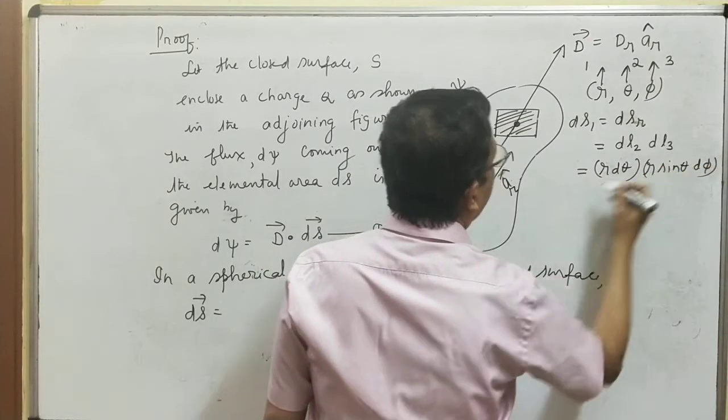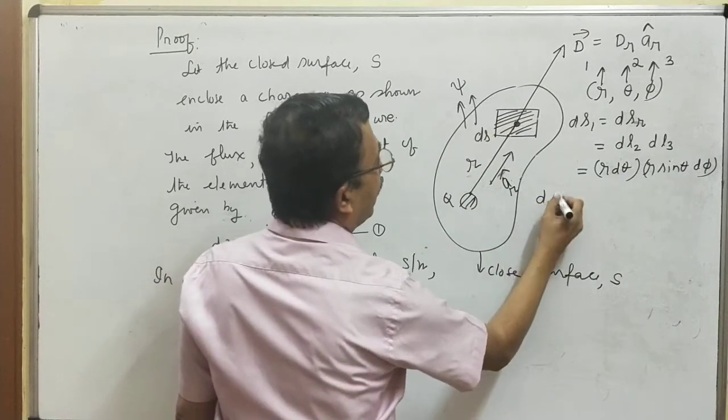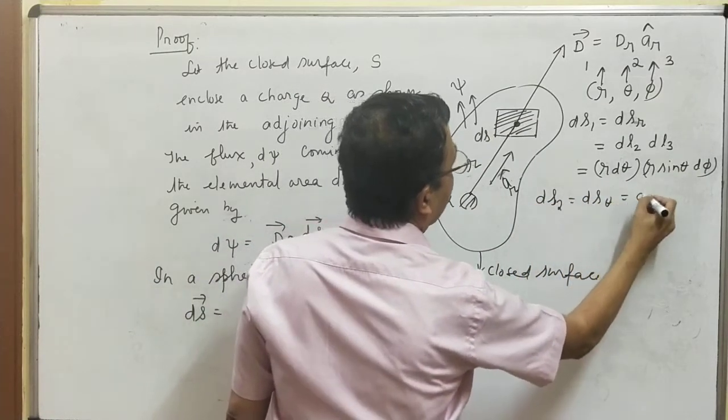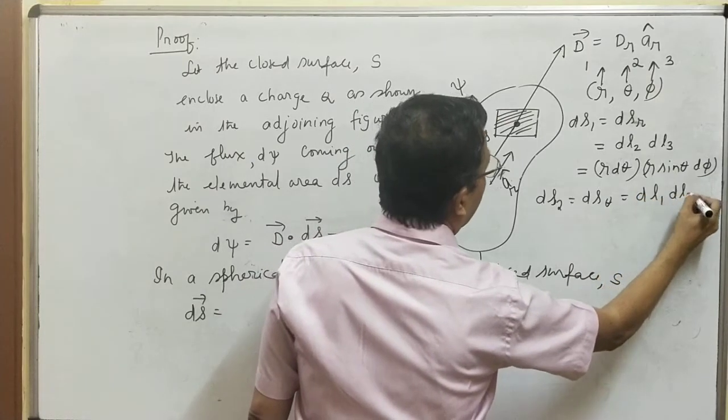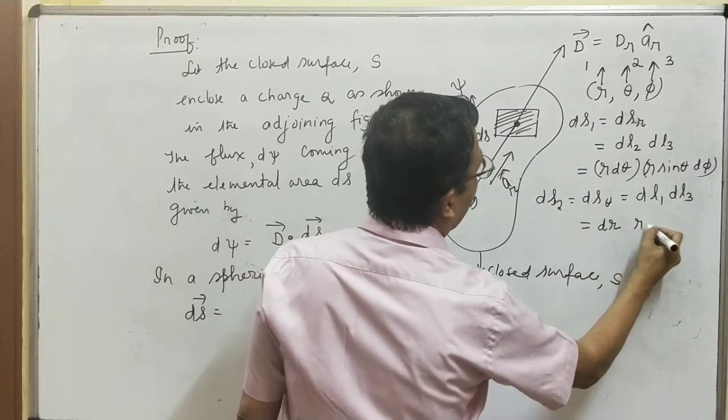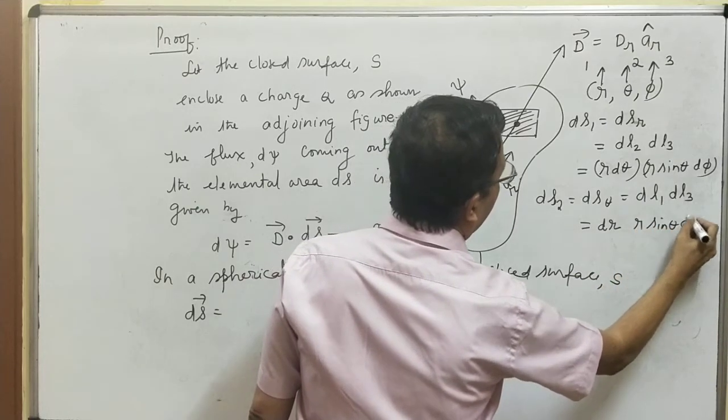This is dsr. What is ds2? ds2 is nothing but ds theta, which is equal to dl1 into dl3. dl1 is dr. dl3 is r sin theta d phi.